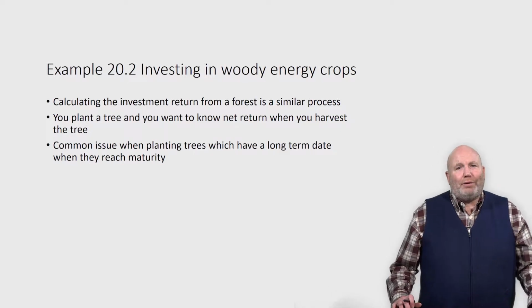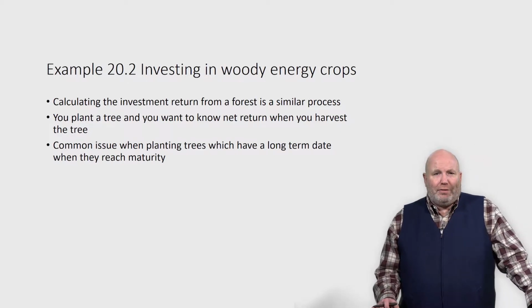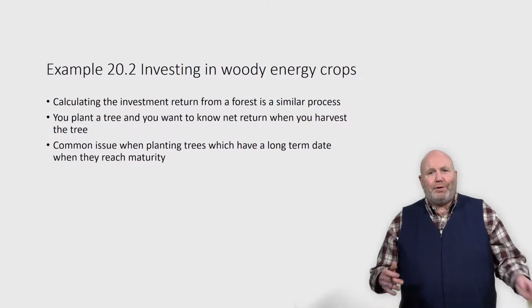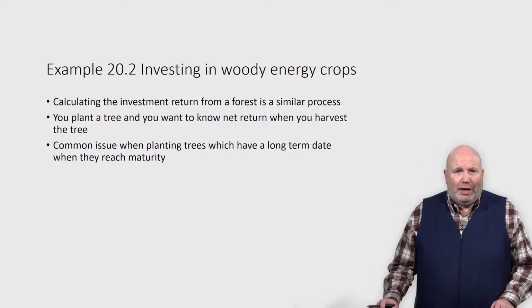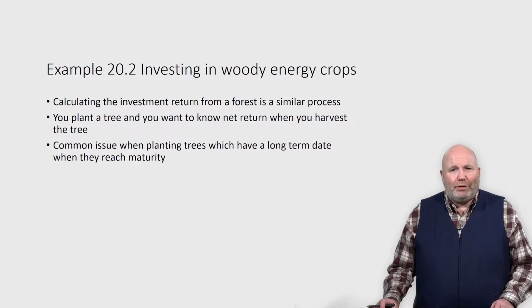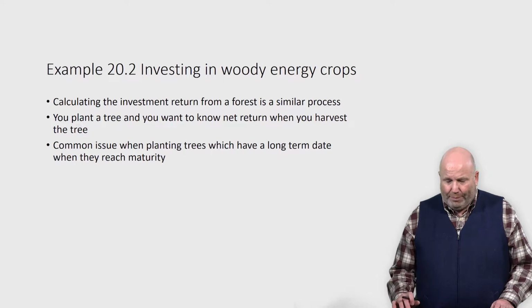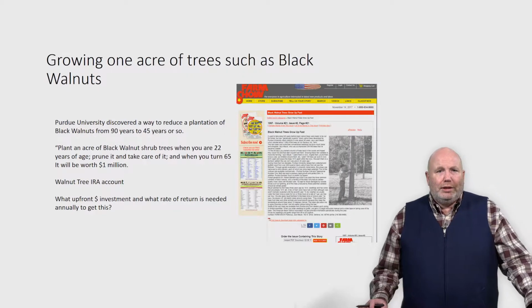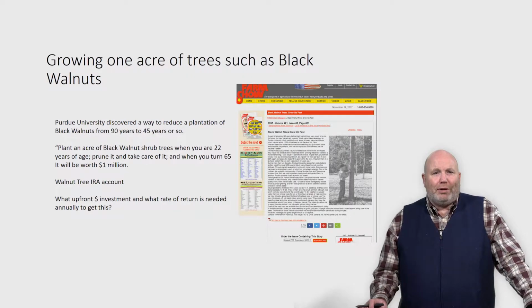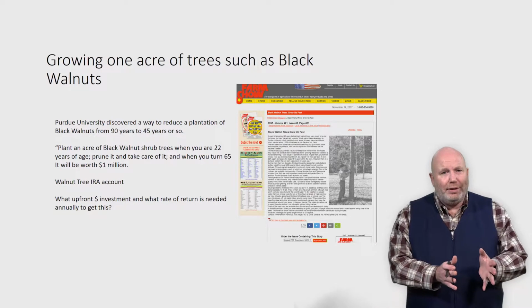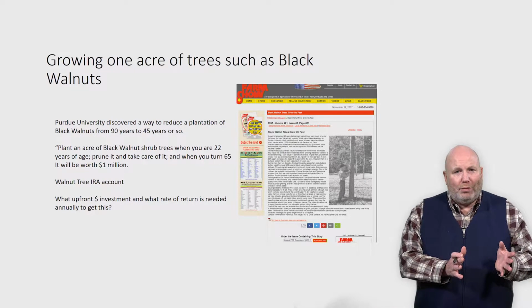Let's think about investing in woody energy crops. If you think about the investment return from a forest, it follows a similar process. You plant a tree, and at some point you harvest that tree. It's a common issue in planting trees, which have a long-term date when they reach maturity. So Purdue University some time ago discovered a way to reduce the time to produce a plantation of black walnuts from 90 years down to 45 years. So they halved the time it took to grow a black walnut tree.